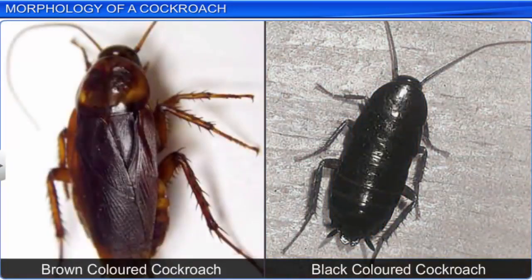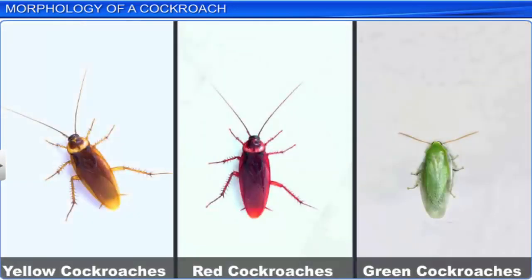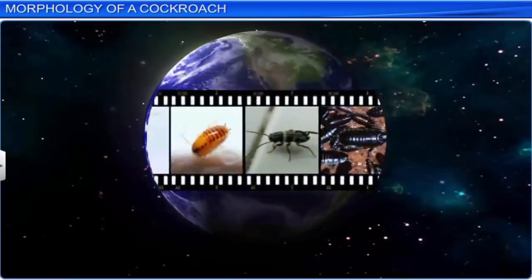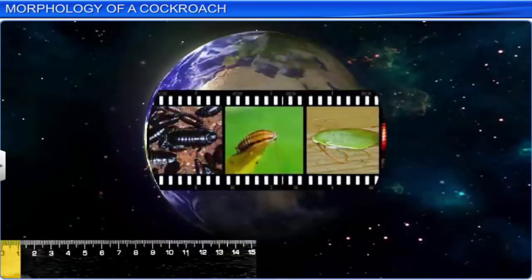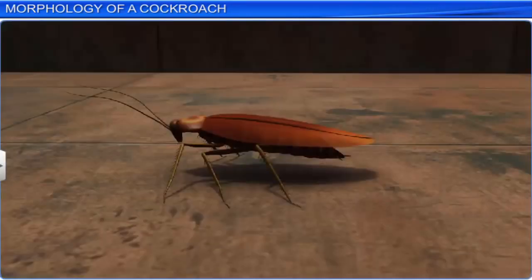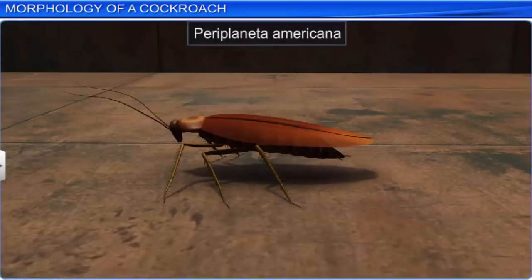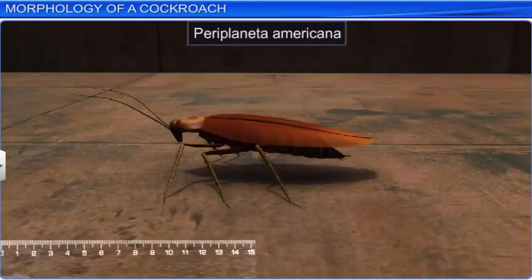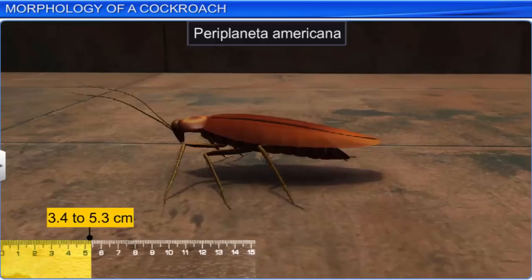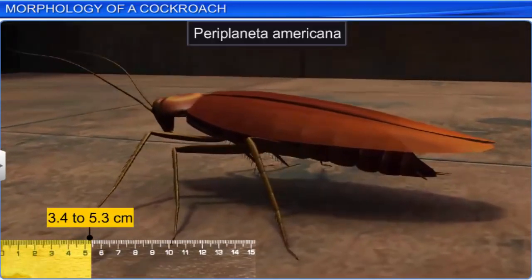Cockroaches are usually brown or black. However, in the tropics, you may also find bright yellow, red, and green cockroaches. There are about 4,000 species of cockroaches, and their lengths range between 0.6 and 7.6 centimeters. A common species, Periplaneta americana, measures 3.4 to 5.3 centimeters in length. The adult male of this species has wings extending beyond its abdomen.